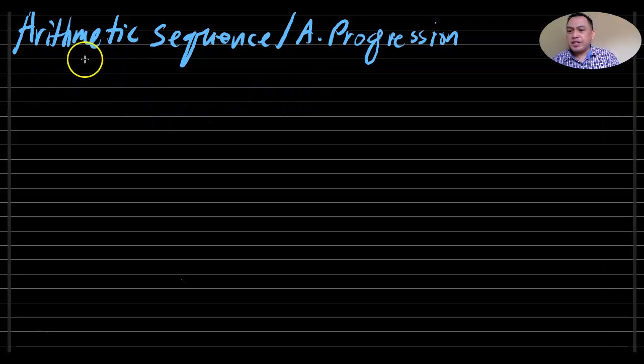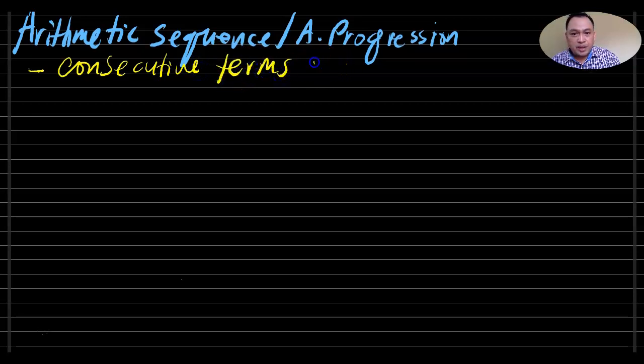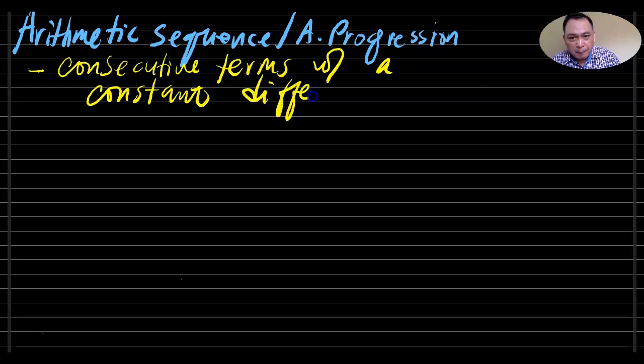An arithmetic progression is a sequence of consecutive terms, because this is the definition. Let me just say these are consecutive. This is the key term: consecutive terms with a constant difference, denoted by d.